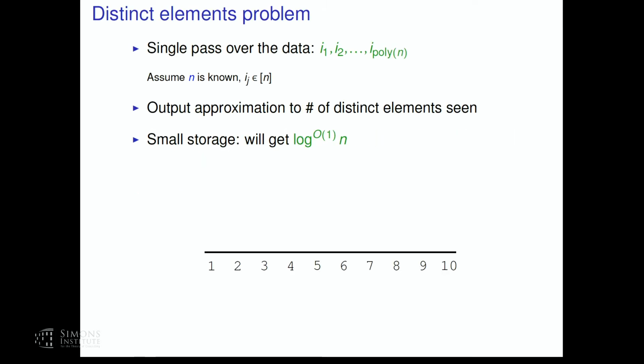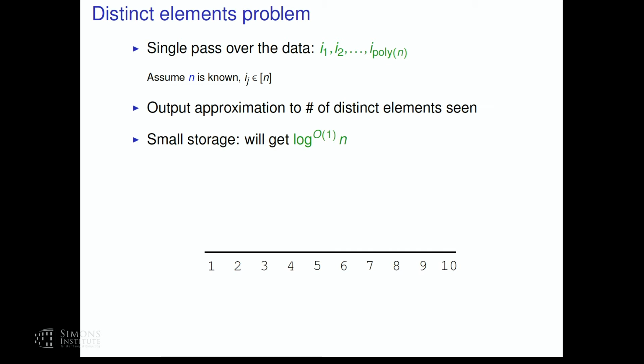What is the distinct elements problem? It is probably the most basic streaming algorithm. Here our algorithm is given a single pass over a collection of data items, I1, I2 through I-m. Think of these data items as integers between 1 and n, and let's assume that we know n. The size of the stream is poly-n bounded. We want to scan the stream, and at the end of the day, we want to know how many distinct elements we have seen so far, and we want to have small storage.